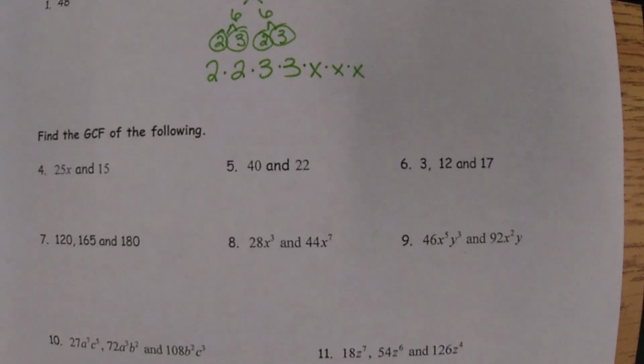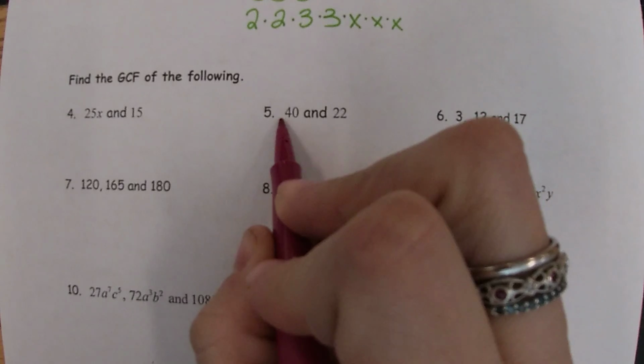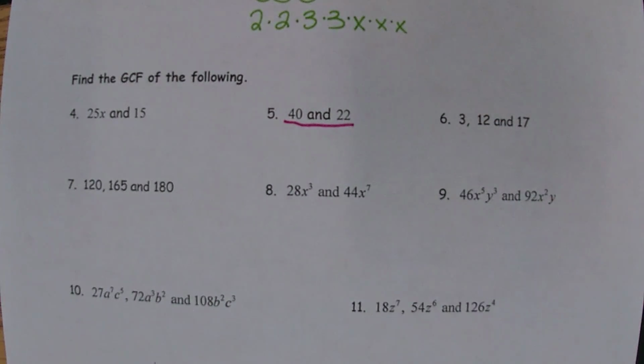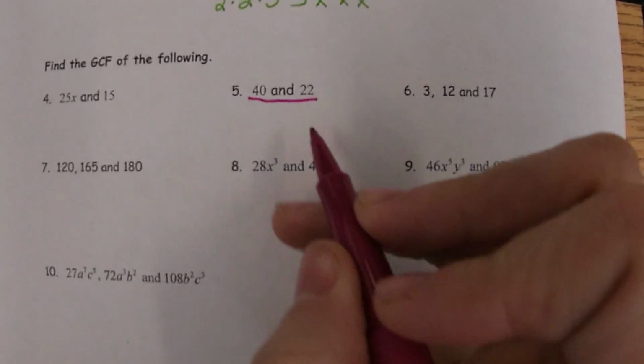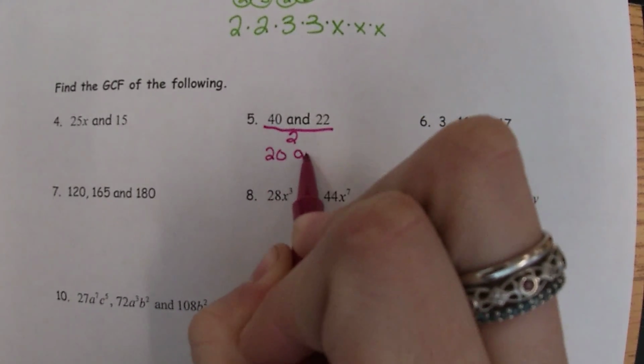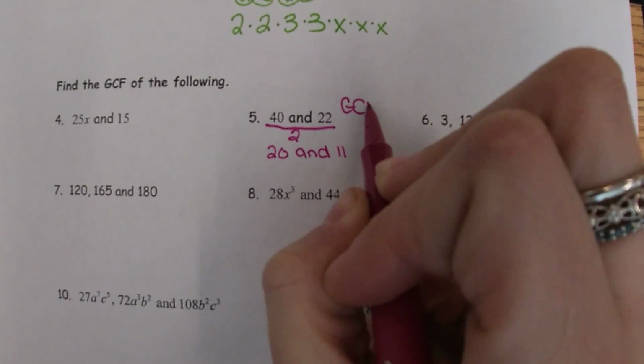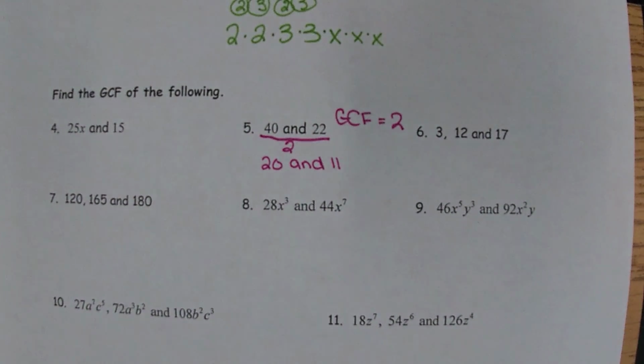Okay, if we look below and we do some with finding the GCF, we're looking for something that they have in common. So we'll find things that we can divide it by. So maybe 40 and 22 are both even. So if I divide by 2, that gives me a 20 and 11. There's nothing that will go into 20 that will also go into 11. So my GCF will equal 2.